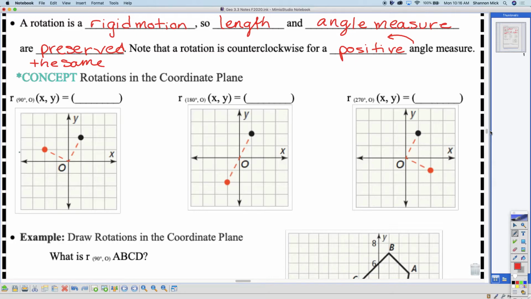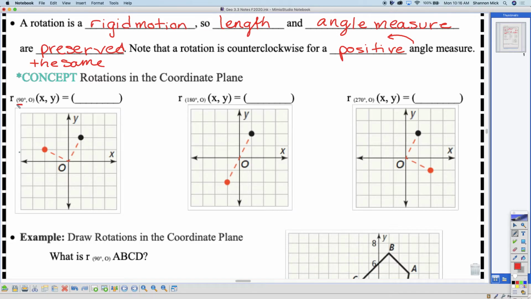Okay, concepts. Rotations on a coordinate plane. These are what we're going to work on. We are not going to just say, here's a shape, rotate it 30 degrees on your paper. You'll see the first 4 say trace this and then do it. We're not doing those first 4 for that reason. Okay, so 90 degrees.